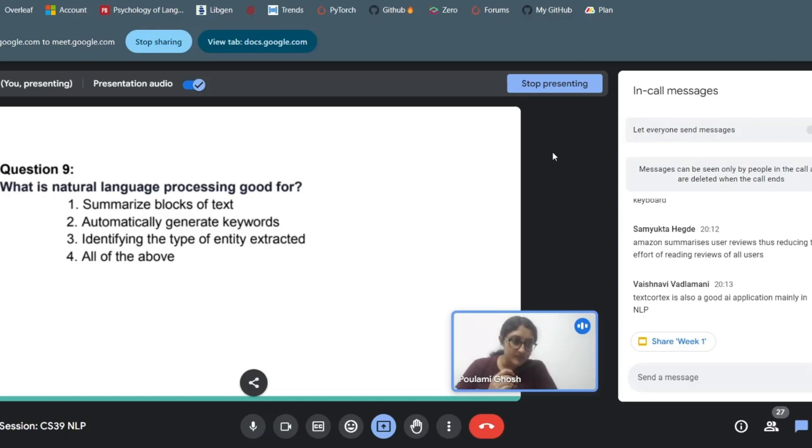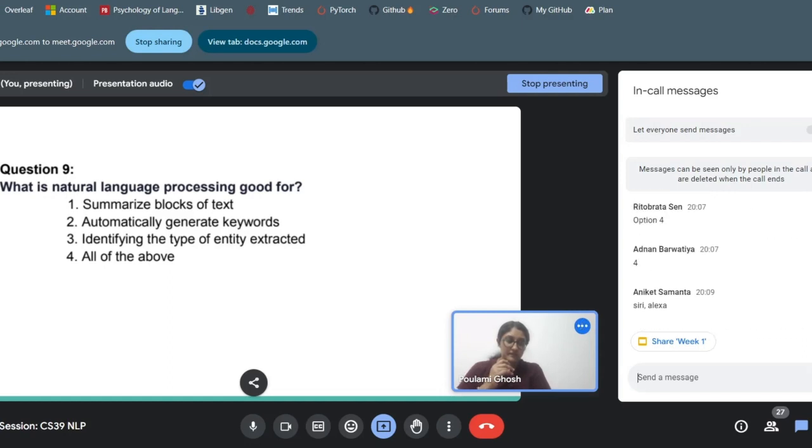Text Cortex is also good at AI application, mainly in NLP. So Vaishnavi is saying that Text Cortex is also good at AI applications, mainly focusing on NLP. Okay.